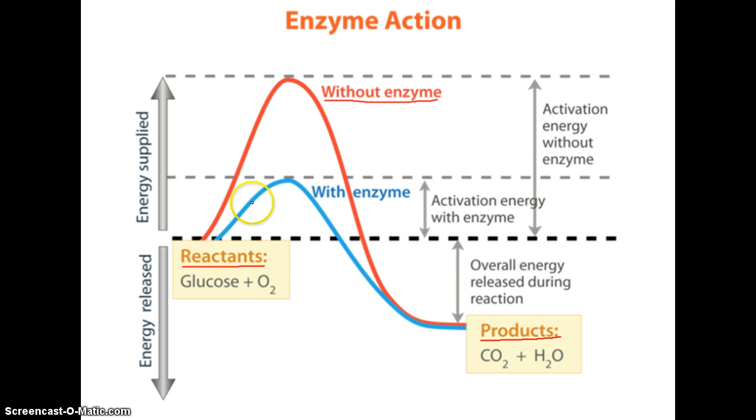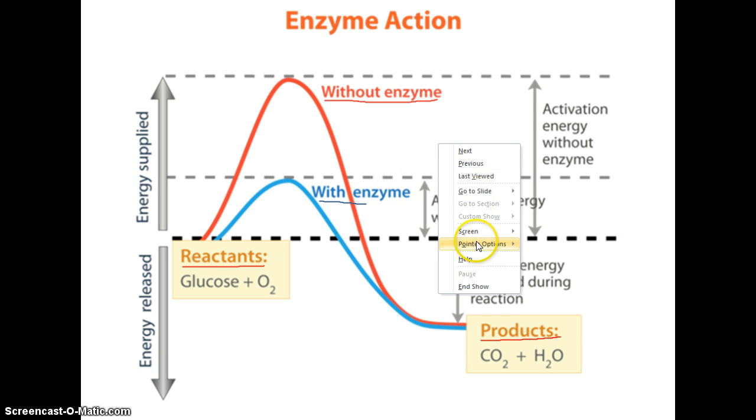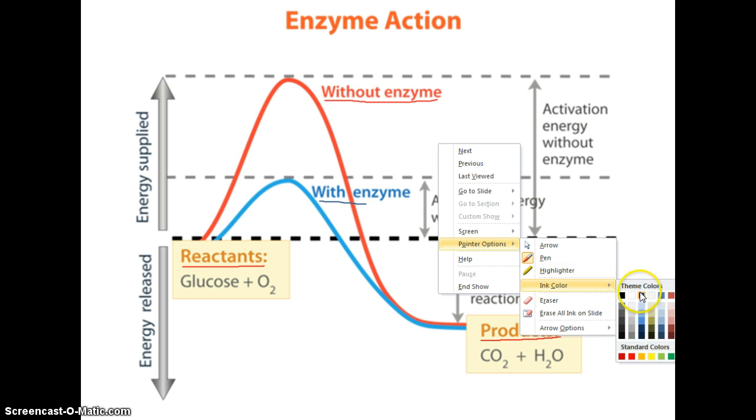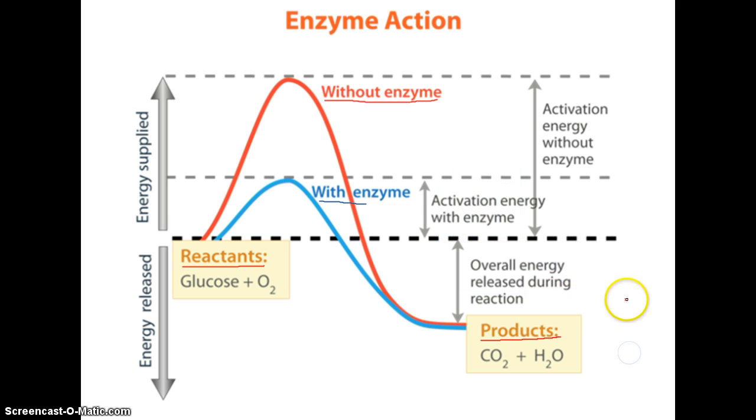The blue line here, which is a smaller line with a smaller bump, is a reaction taking place with an enzyme. Let me switch back to red, my go-to color here. Let's talk about what this bump actually means, because the difference between these two lines is that in the red line, without an enzyme, there's this huge bump in the reaction, and with an enzyme, the blue line, there's a much smaller bump.